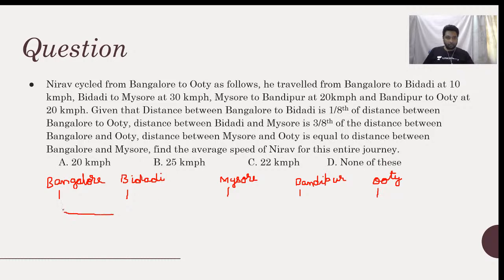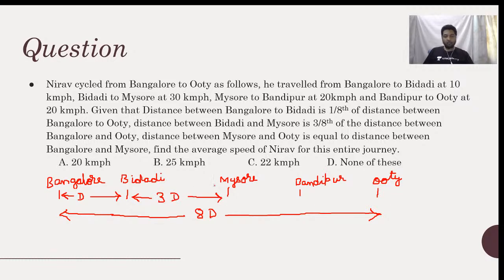Let us say the total distance is 8d kilometers. Why do I consider it as 8d kilometers? Because I want to avoid fractions to the extent possible. Bangalore to Biddi is 1/8 of this, that is d. Biddi to Mysore is 3/8 of this, therefore this will be 3d. That means I am left with another 4d.